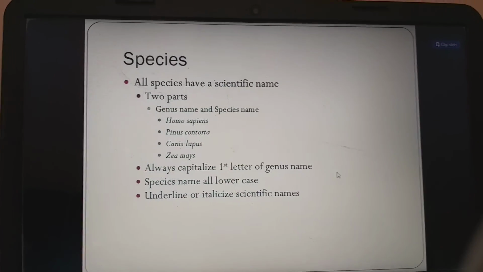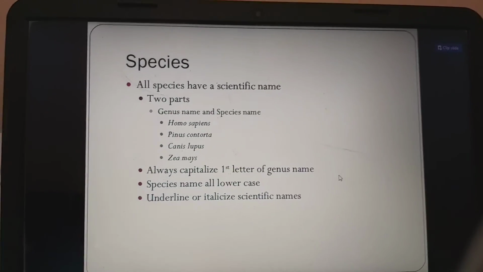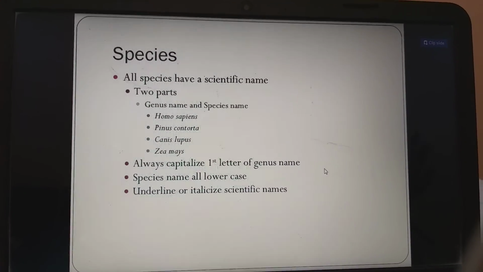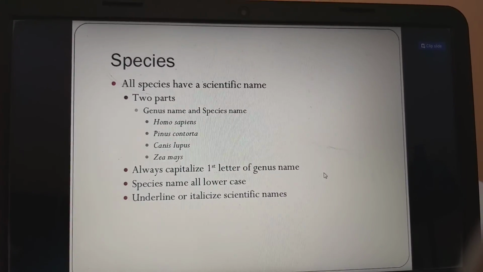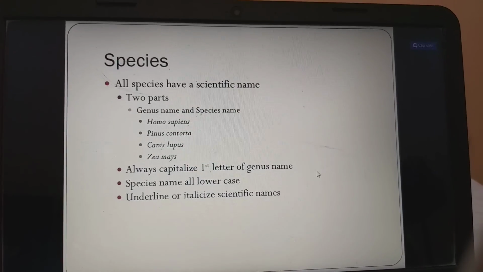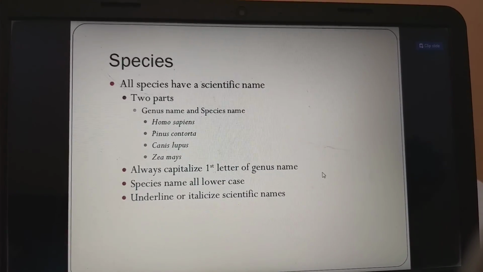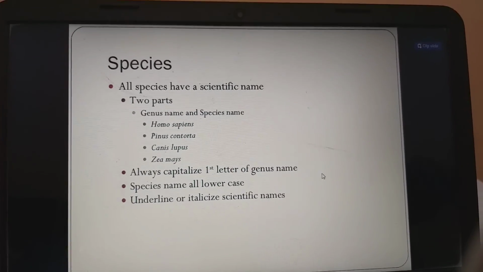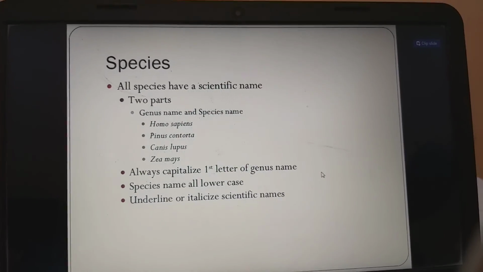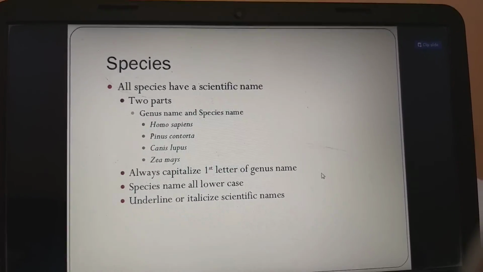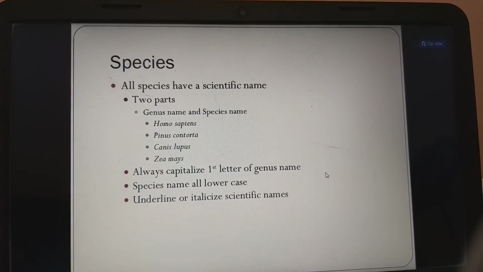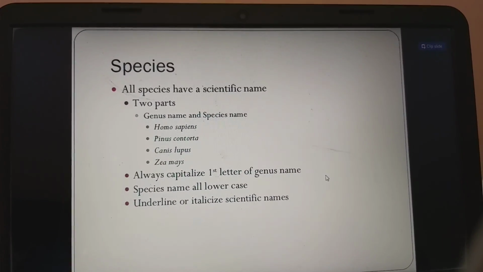Next, species. All species have a scientific name. There are two parts to the scientific name: the genus name and the species name. For example, Homo sapiens. Homo is the genus, sapiens is the species. Always capitalize the first letter of the genus name, that is the rule. Species names are all lowercase. Scientific names are underlined or italicized, so to show scientific names we have to underline or italicize them.